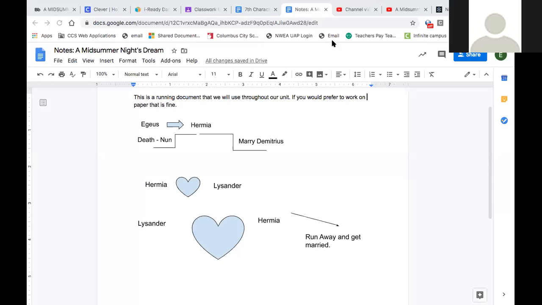Okay, so Lysander likes Hermia, Hermia likes Lysander, and they want to run away and get married, right? That is correct. So Hermia has to marry Demetrius. That's what her father is saying.